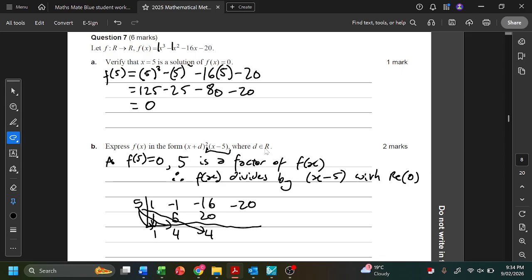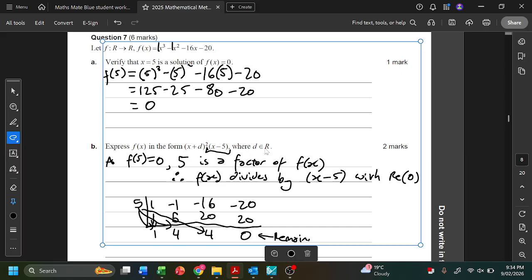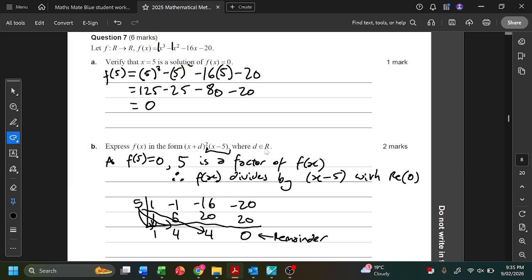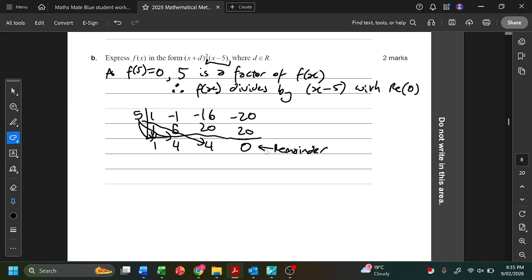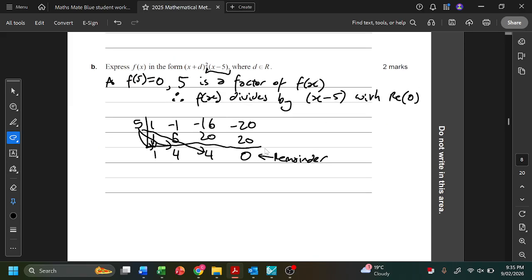And that spits out an answer of 20, so positive 20, negative 20 plus 20 is equal to 0, and that last number there is our remainder. So as we can see, the remainder is in fact 0, which means that we've done this procedure correctly, and those other 3 numbers there are the coefficients of our quadratic factor.